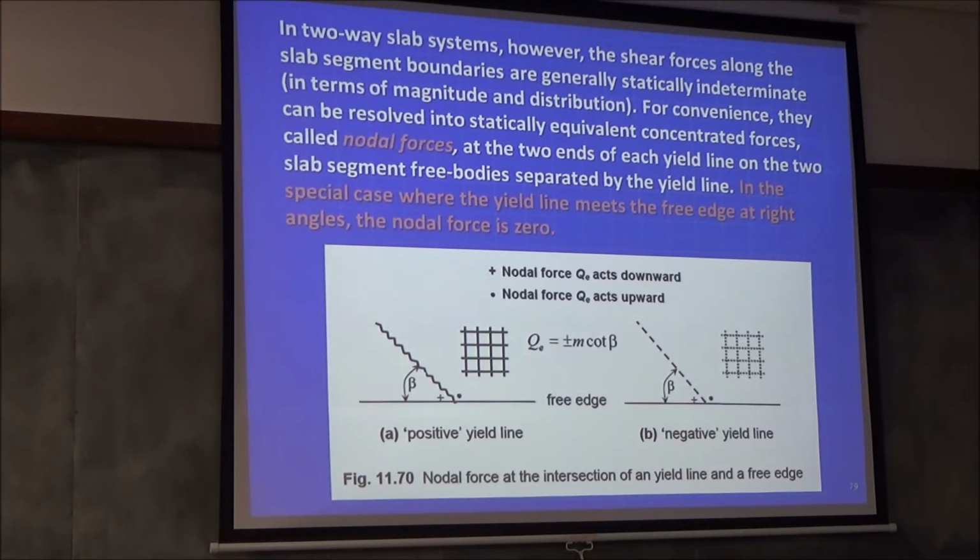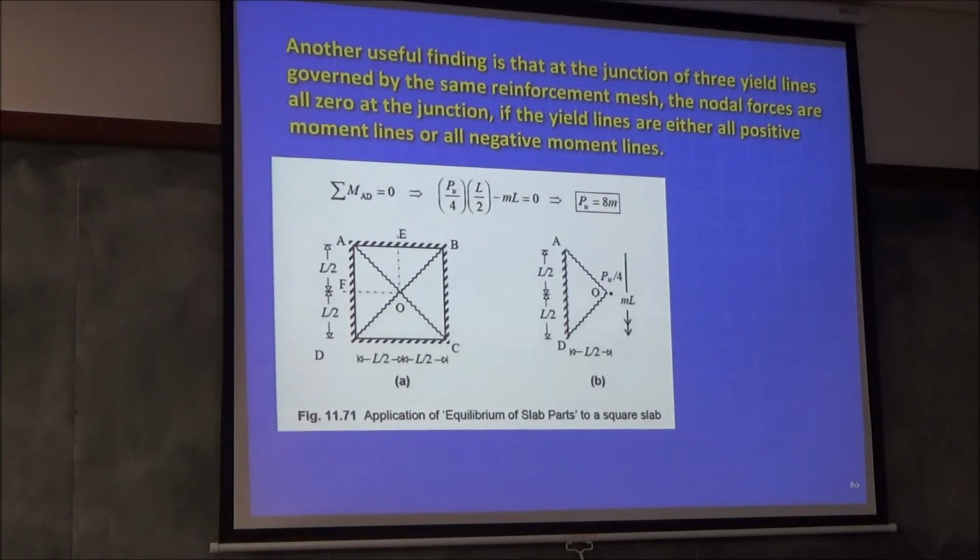If you have nodal forces, it's complicated. If you have situations where the nodal forces are 0, it's very easy to do. So in the exam, at the most I'll give you cases where the nodal forces are 0. Also, when you have a junction of three yield lines by the same reinforcement mesh, the nodal forces are all 0 at the junction. So no nodal forces here, no shear forces there. Then it's very easy to do, if the yield lines are either all positive or all negative under this condition.